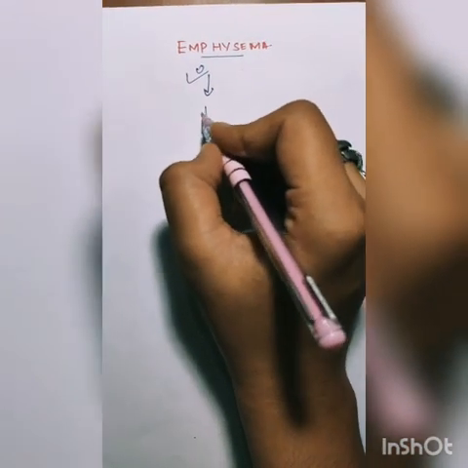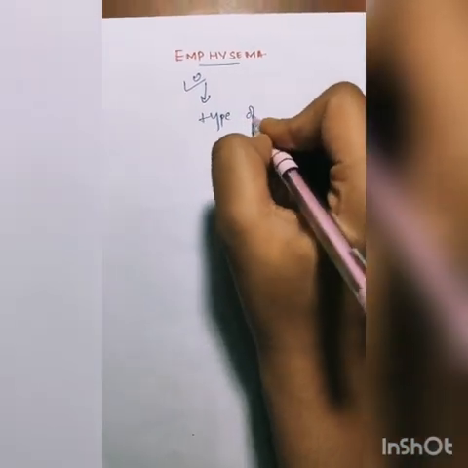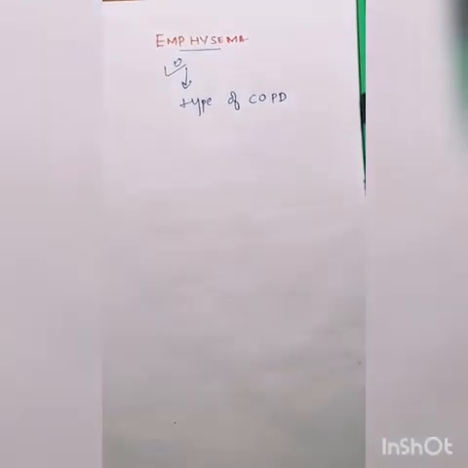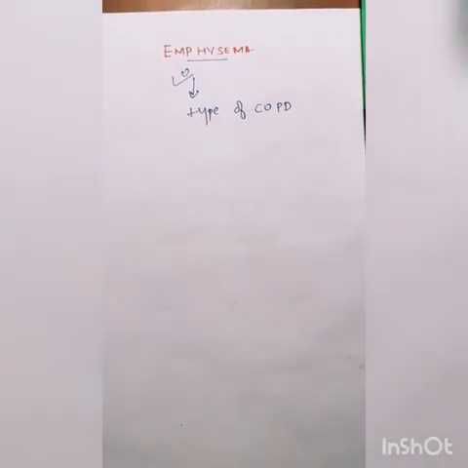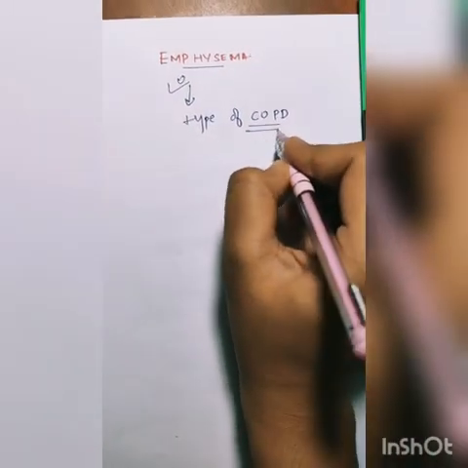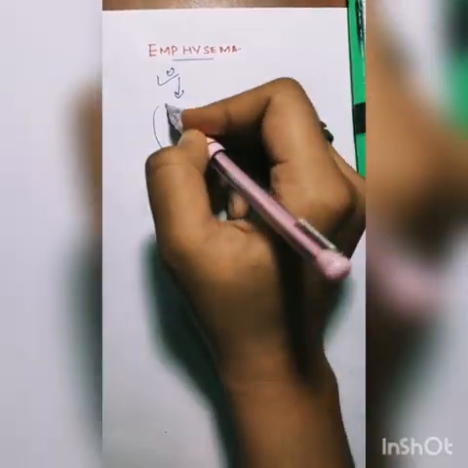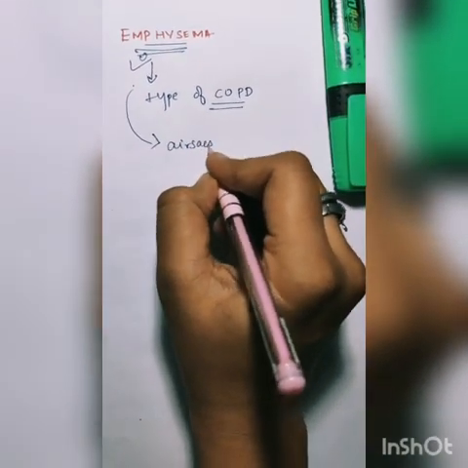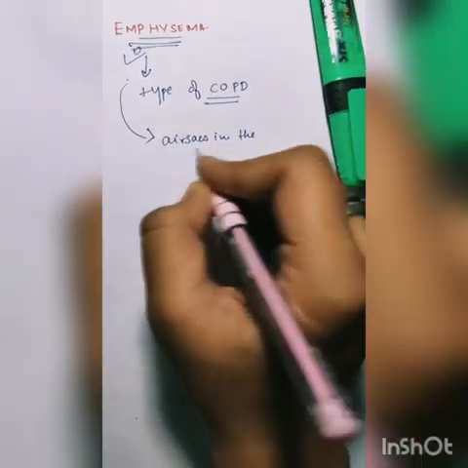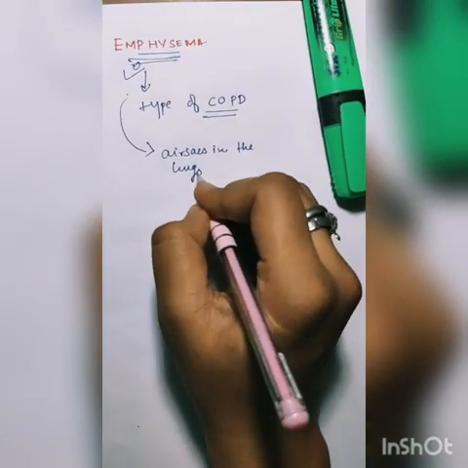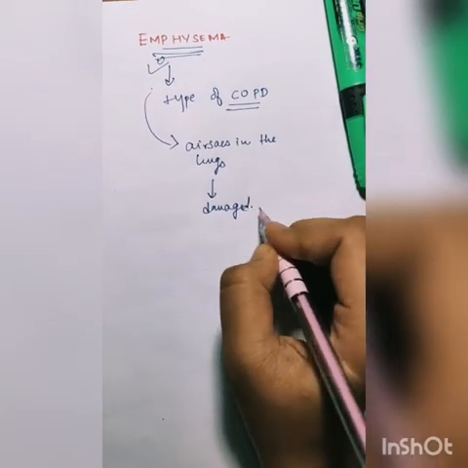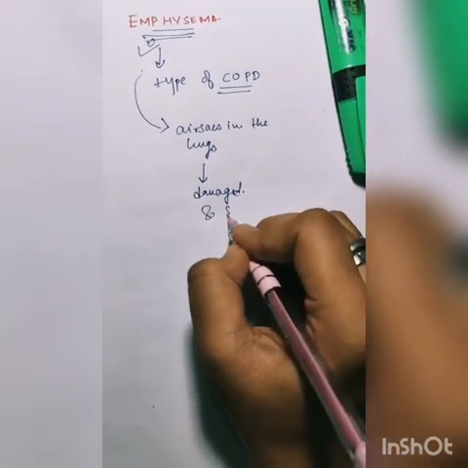Emphysema, what is emphysema? In short, emphysema is a type of chronic obstructive pulmonary disease, COPD. Mainly the air sacs in the lungs become damaged and stretched.